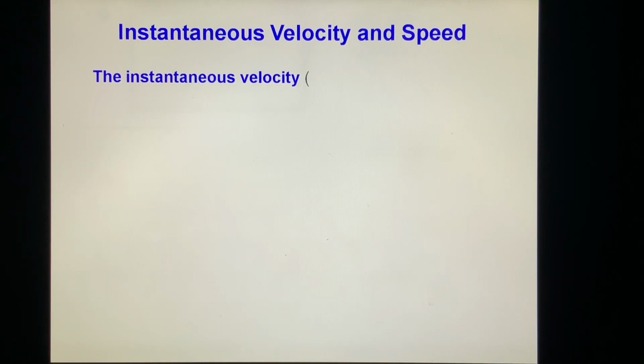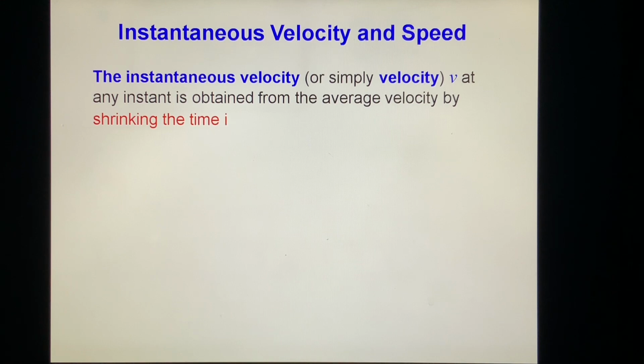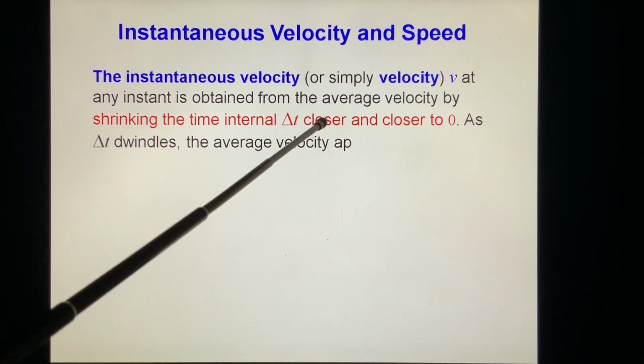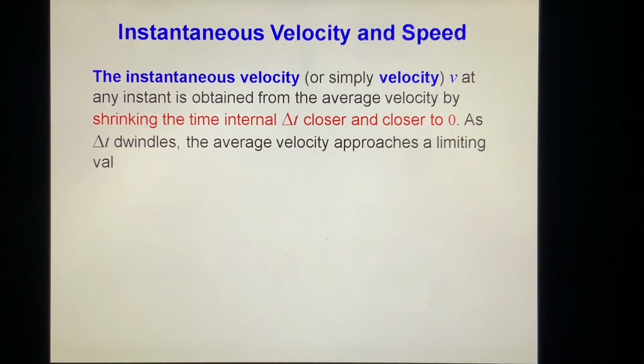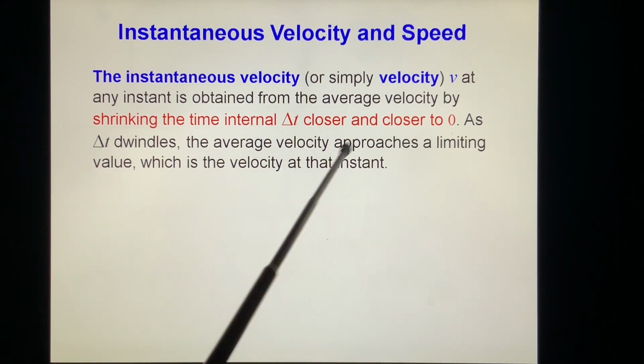Instantaneous velocity and speed. The instantaneous velocity, or simply velocity, v at any instant, is obtained from the average velocity by shrinking the time interval delta t closer and closer to 0. We can imagine that one. Okay. As delta t dwindles, the average velocity approaches a limiting value, which is the velocity at that instant.